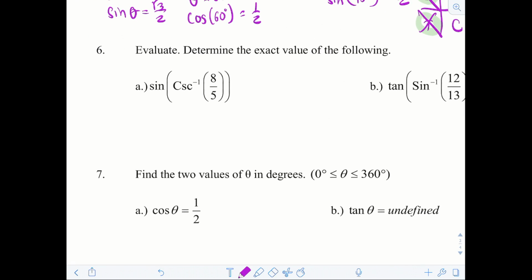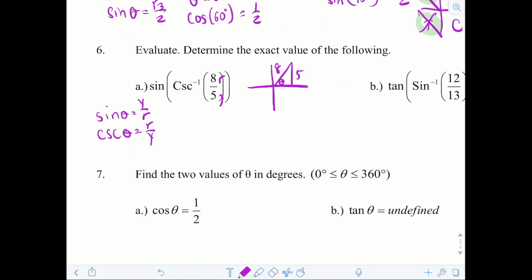Okay, these ones are a little bit tricky, but they're not as bad as you think. So going back to the idea that sine of theta is equal to y over r. But then what is cosecant of theta? Well, cosecant of theta is r over y. So in this case, this is r and this is y. So I'm going to draw a triangle since they're both positive. So 5 and 8, and theta is going to be right here.